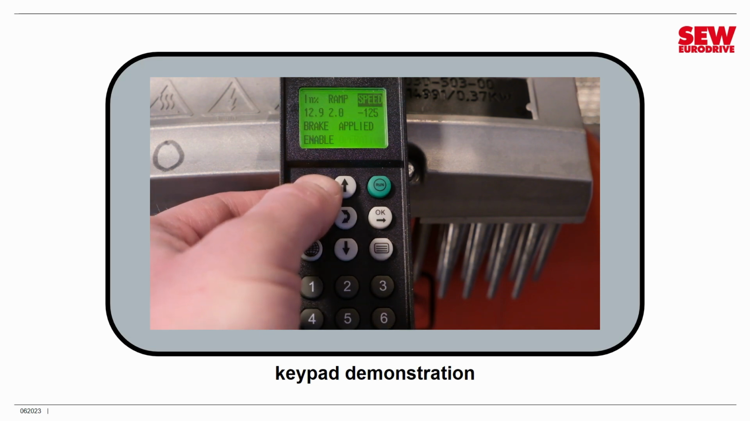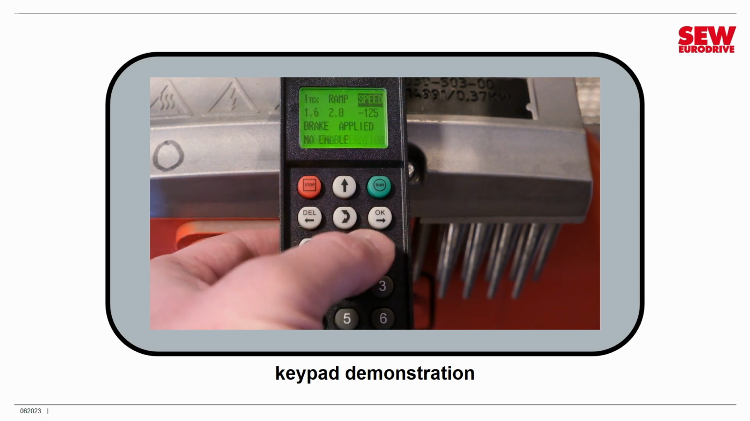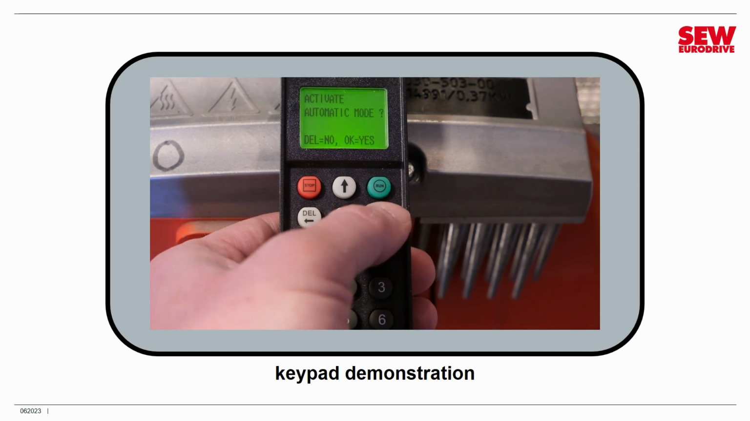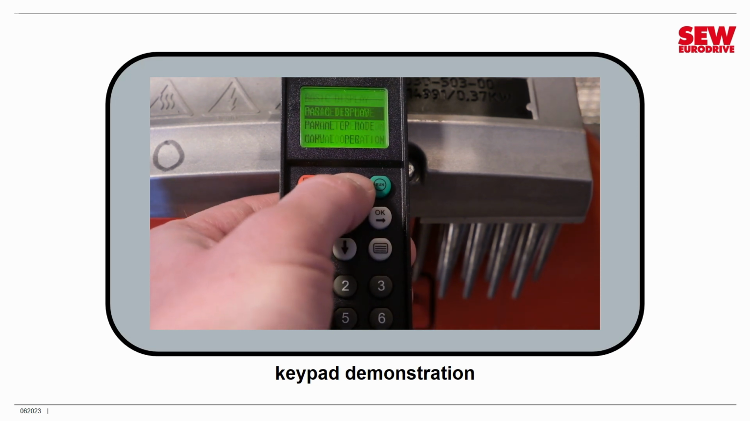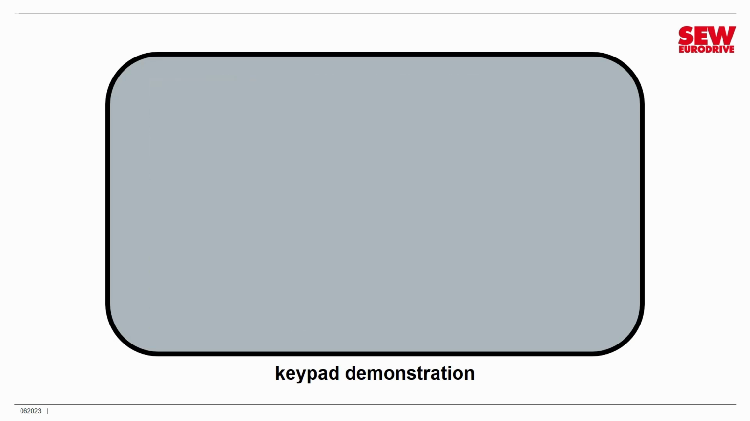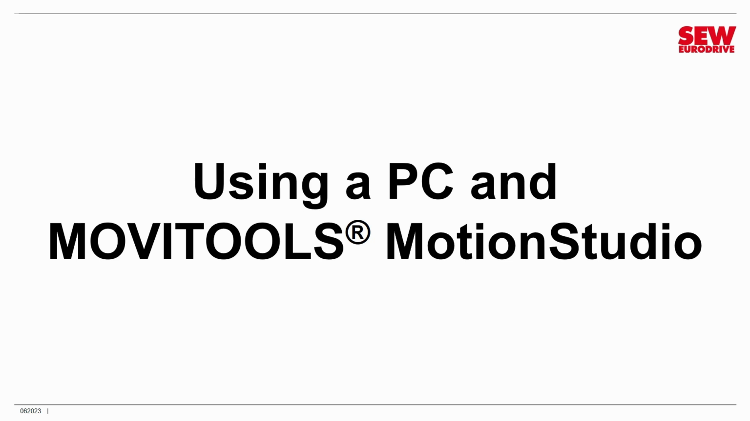I'll hit stop, halt it, and I'm going to exit manual mode by hitting the menu button and OK to confirm exit manual mode. And I'll go back to that basic display. And there we go. All right, well, that was the keypad.